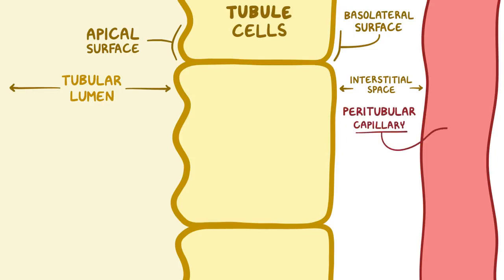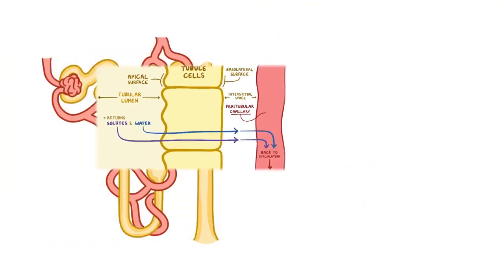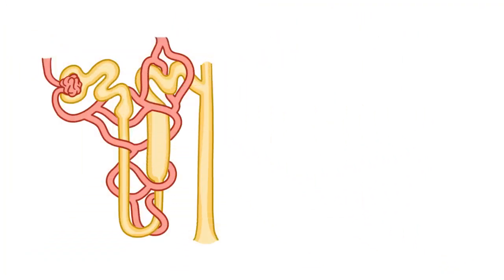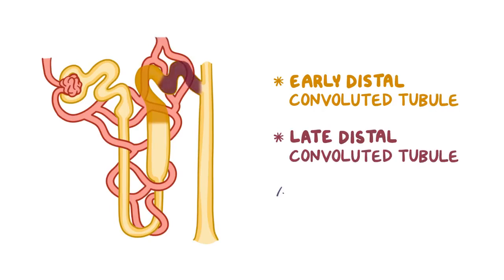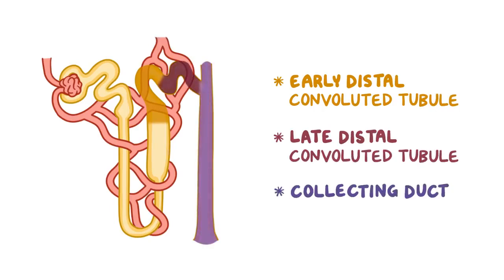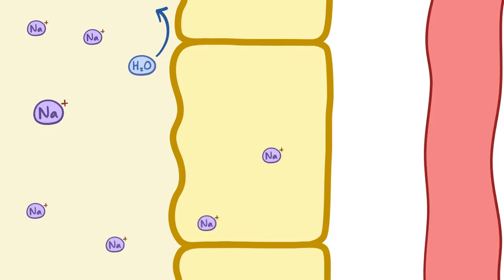The peritubular capillaries run alongside the nephron and return solutes and water that were reabsorbed into the interstitium back into the circulation. The distal convoluted tubule is split up functionally into the early distal convoluted tubule and the late distal convoluted tubule, which is very similar to the collecting ducts. The early distal convoluted tubule is impermeable to water, and the tubular fluid contains more sodium than the tubule cells, so sodium ends up flowing down its concentration gradient into the tubule cells, using various protein channels.